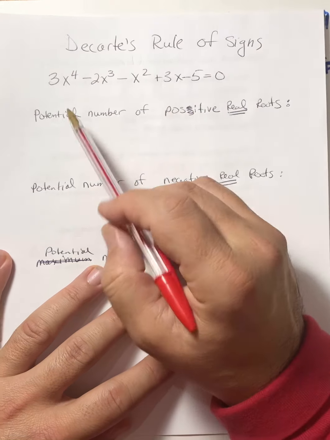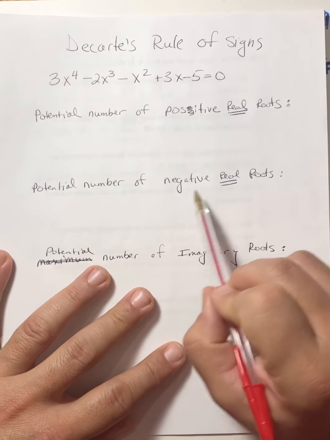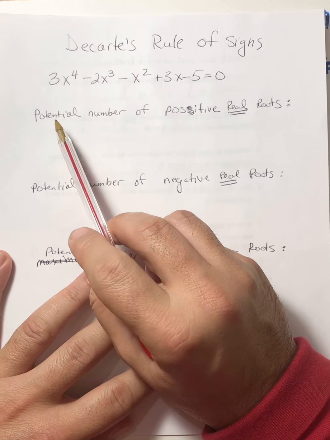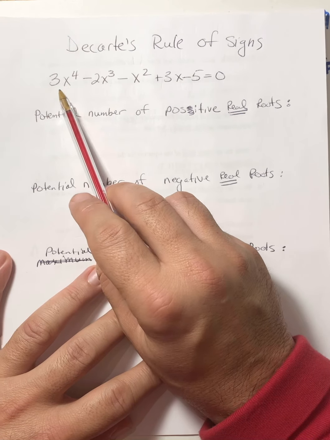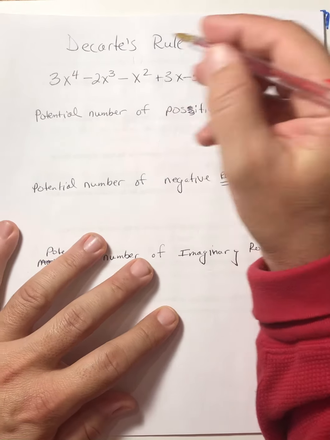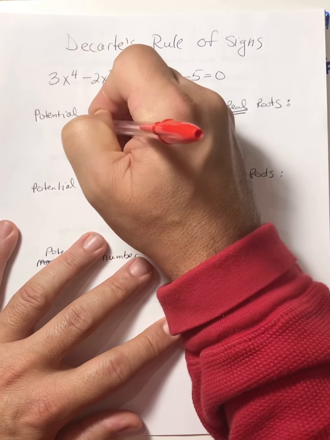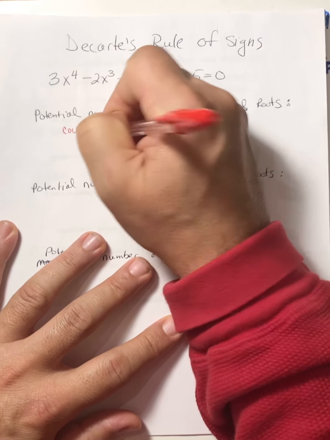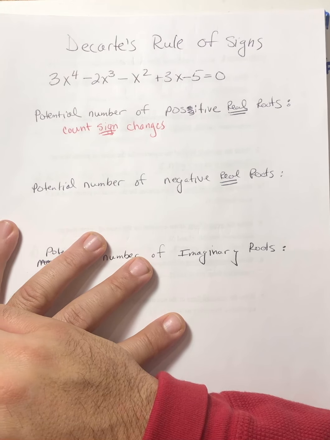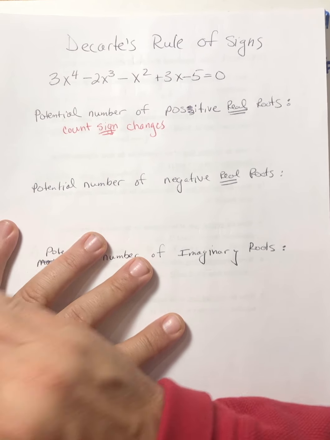Well, he came up with these theories about the potential number of positive real roots and the potential number of negative real roots. And all we do is look at the sign changes. We count the sign changes, okay? So in order to find the potential number of positive real roots, all we have to do is count sign changes. And what that literally means is, how many times does this thing go from positive to negative? Okay, that's it. Or negative to positive.